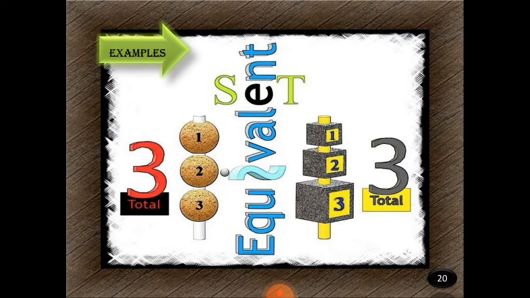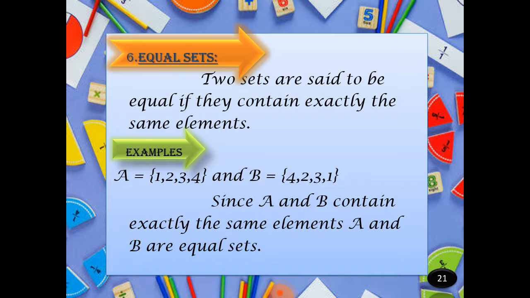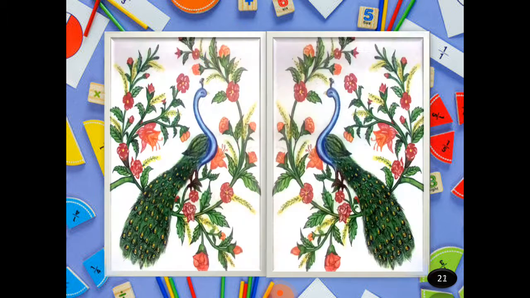Here I have inserted another example. Here 3 rounds are there and 3 cubes are there. So, the numbers are same but the objects are different. That is equivalent set. Next, let us see what is the equal set. Two sets are said to be equal if they contain exactly the same elements. Exactly the same elements will be there but it can be in a different order. For example, A is equal to {1, 2, 3, 4}. In B, we have written it in descending order. So, both the sets are equal.